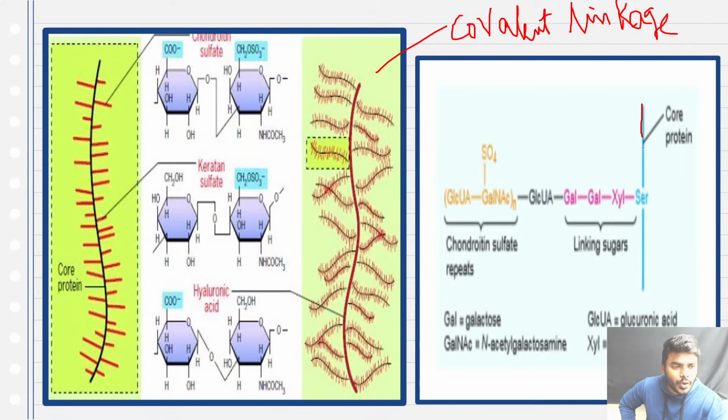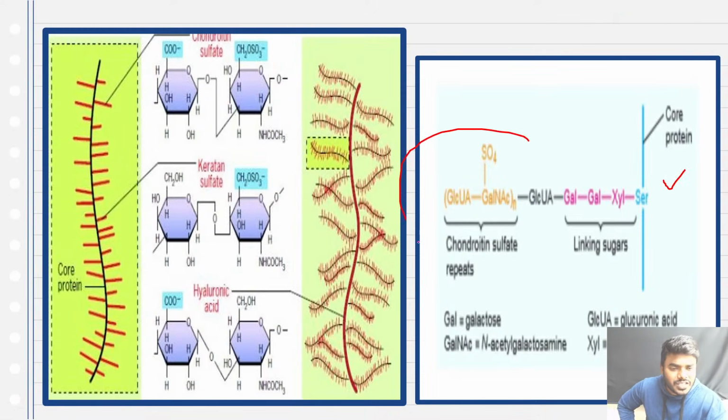This is the core protein. The blue color, whichever I am marking with the red one, this one. This is the core protein. Friends, you can all see here these are the different types of sugars. Now, how will all these different types of sugars be associated here with the help of the amino acid serine?